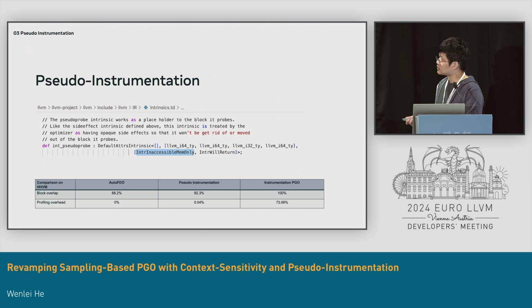This table shows the result in terms of correlation quality and overhead, comparing the three correlation technologies. As we can see, pseudo-instrumentation still has near zero overhead for our implementation, but at the same time, if we use instrumentation PGO as the ground truth, pseudo-instrumentation still achieves noticeably better profile quality compared to LBR.